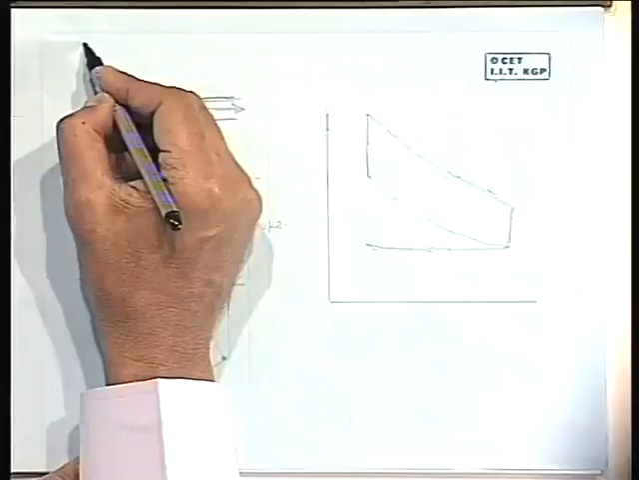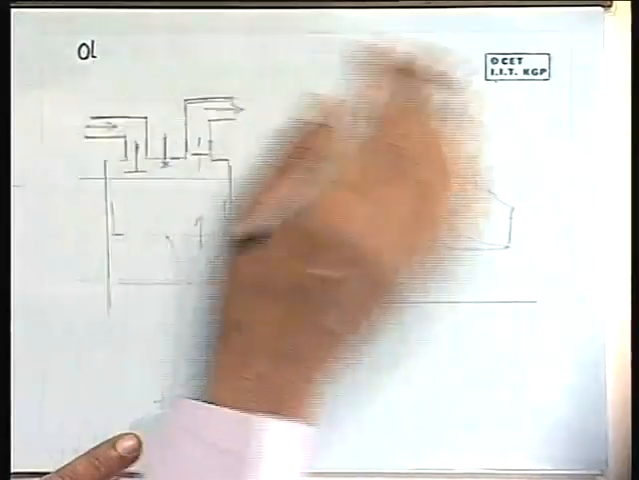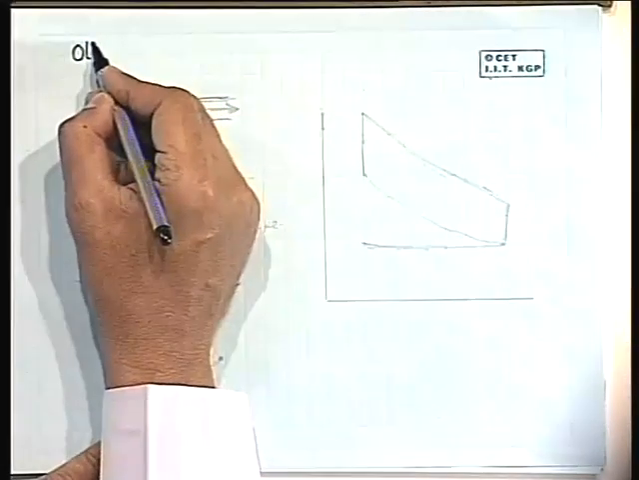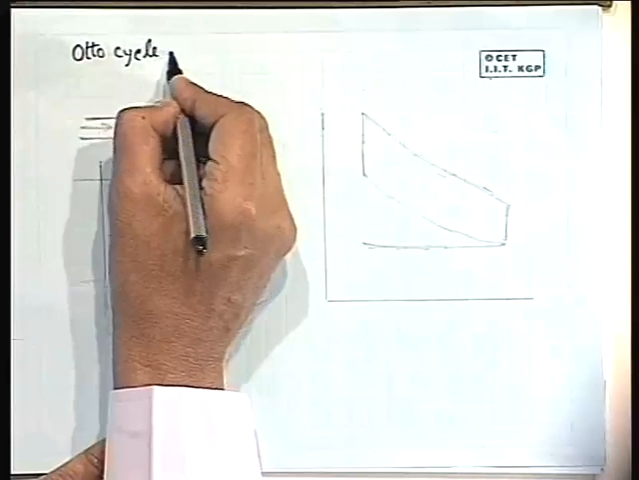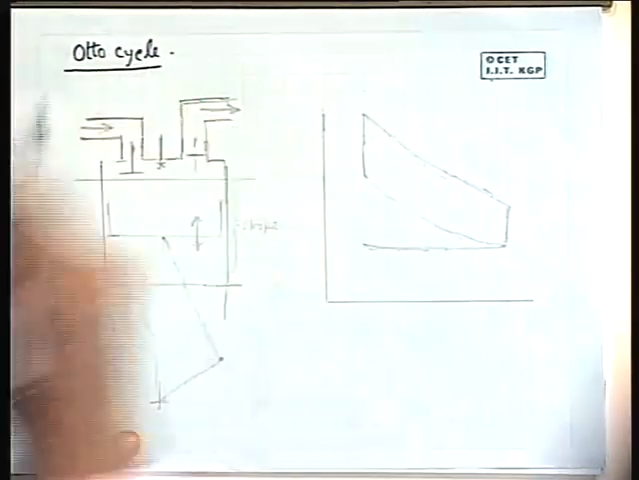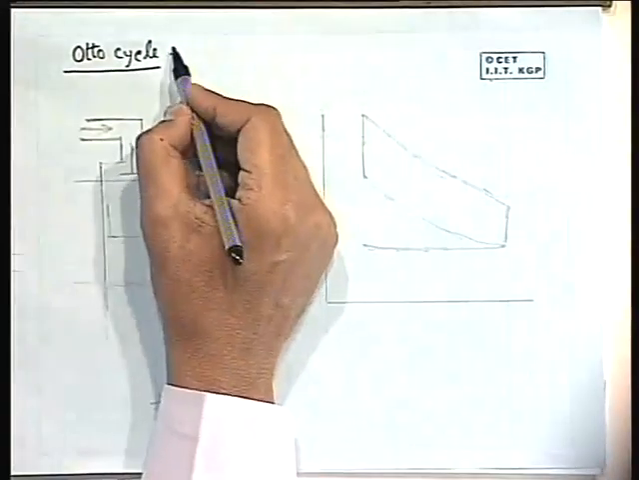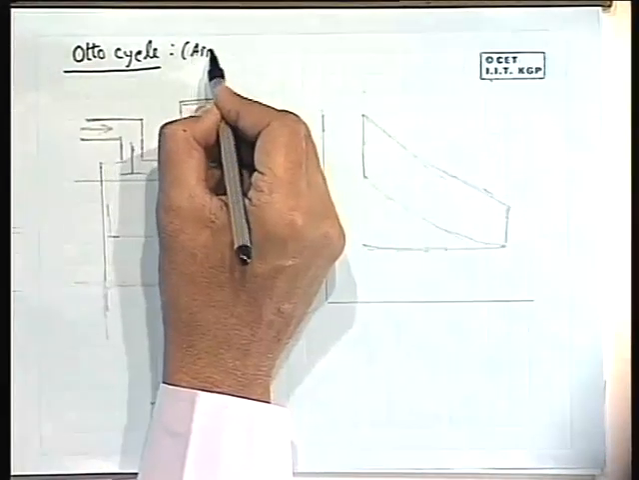Now I will come to the Otto cycle. What is an Otto cycle? Next is the Otto cycle. The Carnot cycle was named after Sadi Carnot, a French engineer. The Otto cycle is named after a German, Otto. The Otto cycle is another air standard cycle.